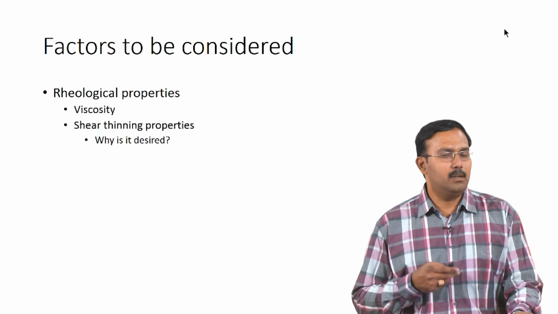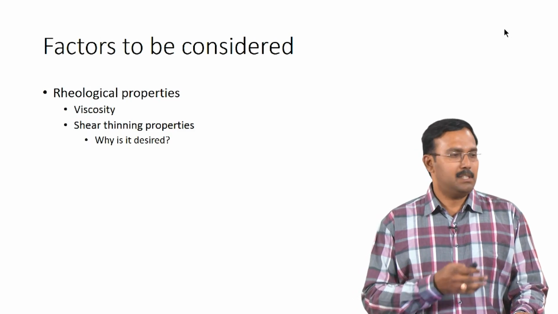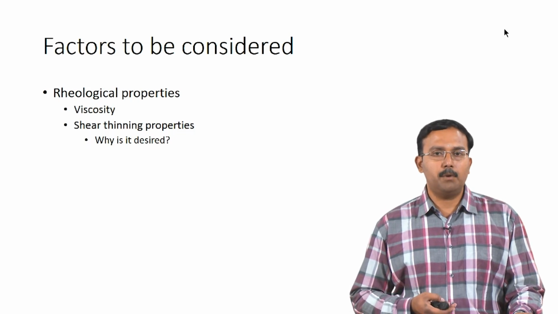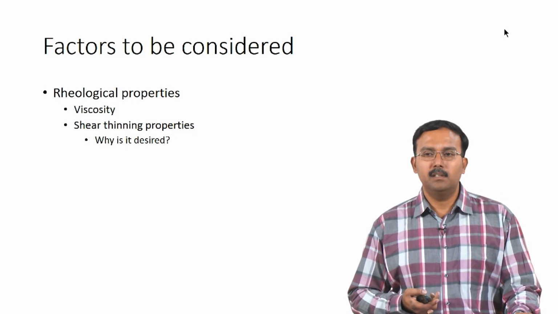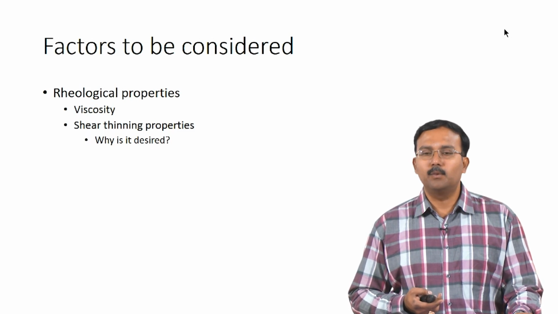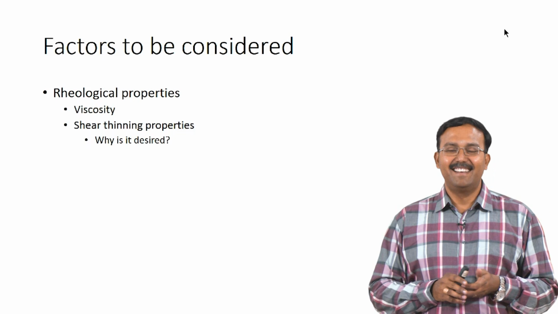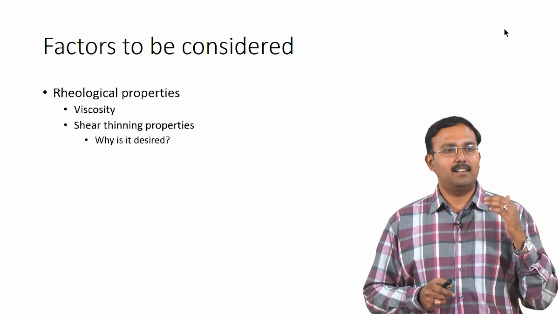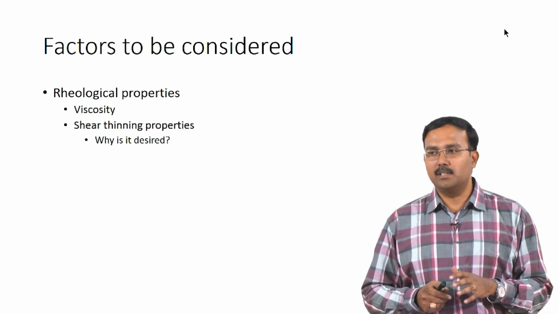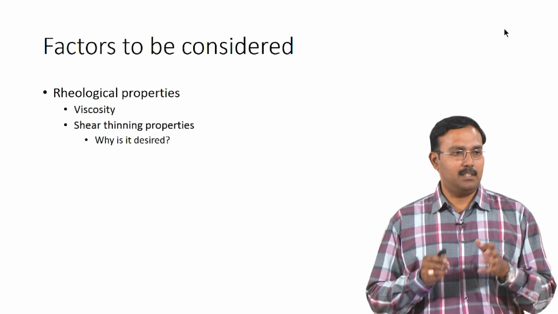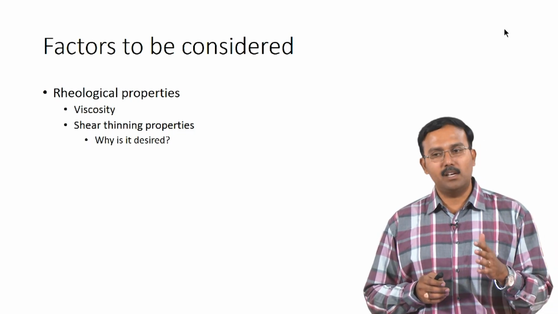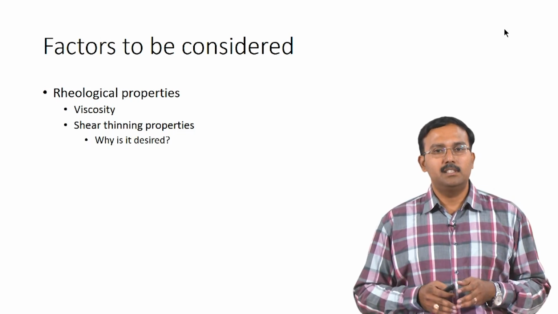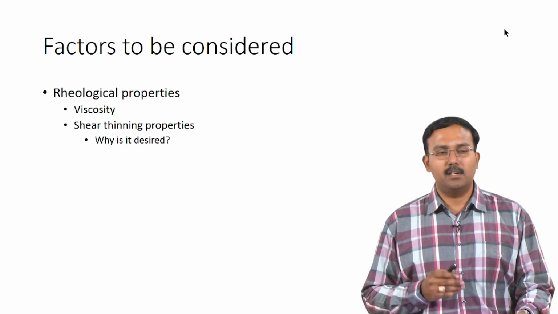When you are looking at the rheological properties, obviously viscosity plays a role when you are printing. Another important property you look for is the shear thinning property. Why do you want shear thinning property? What is shear thinning property? It is a non-Newtonian fluid where, when you give a shear, the viscosity reduces. Newtonian fluids and non-Newtonian fluids are two types of fluids. In a Newtonian fluid, viscosity is constant; in a non-Newtonian fluid, viscosity is not constant. There are different types of non-Newtonian fluids. Shear thinning property is desired for 3D printing.